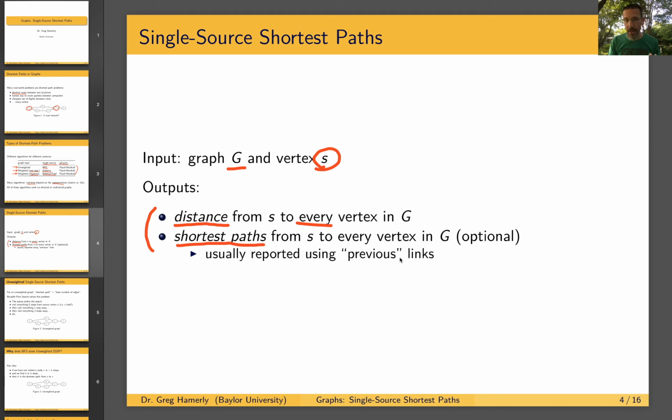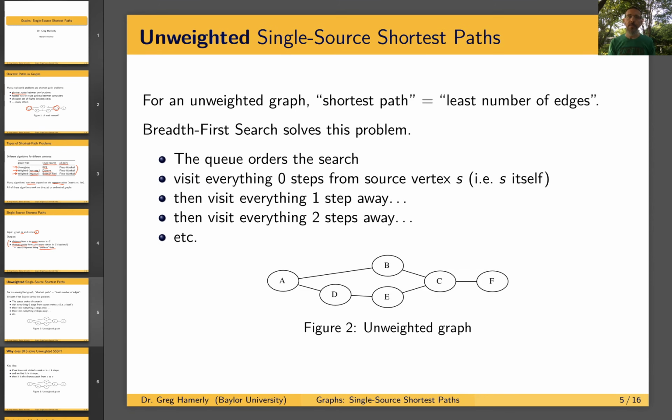Now, these shortest paths are in a single source context, from S to every vertex. And usually, we'll see this later, this information is reported as a tree structure. You can think of it as a tree structure using what are known as previous or back links. And these represent the shortest path to every vertex, what its predecessor was coming from the source. We'll see more in a minute.